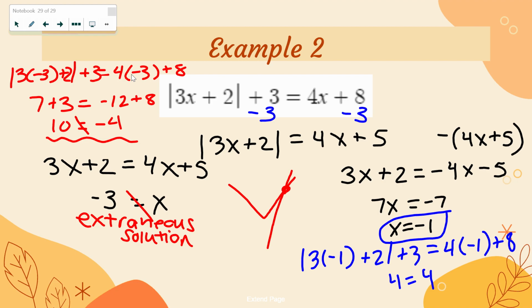What other questions do you guys have here? What does the extraneous solution look like on a graph? It's not going to show up. Meaning, I'm only going to intersect here where x equals -1. I'm not intersecting over here where x is -3. Oh, okay. I got it.